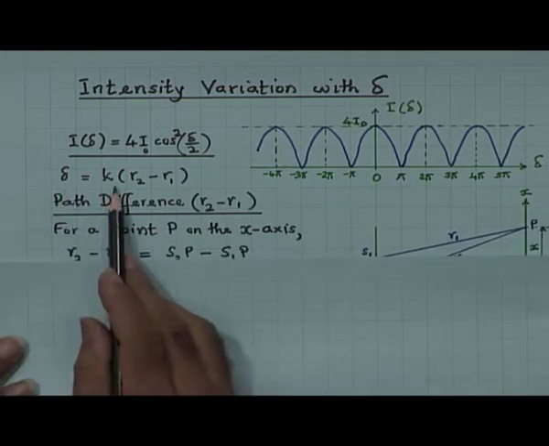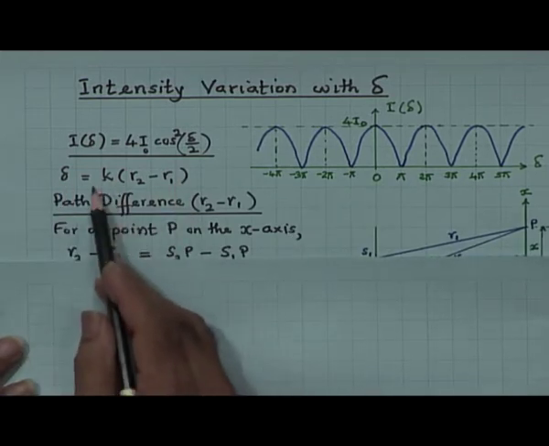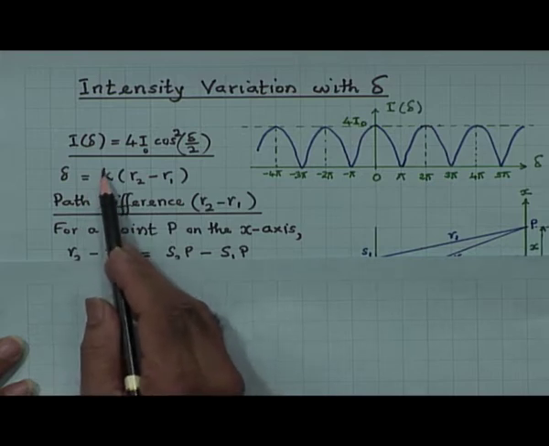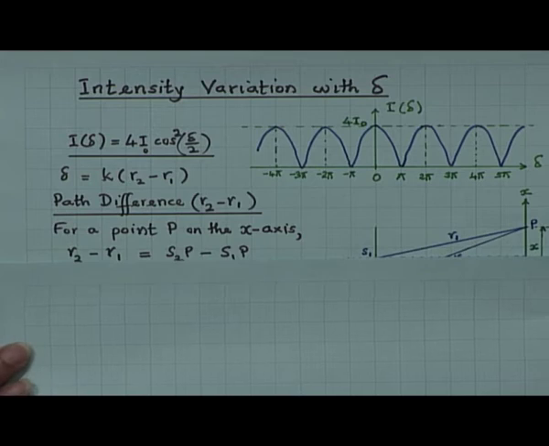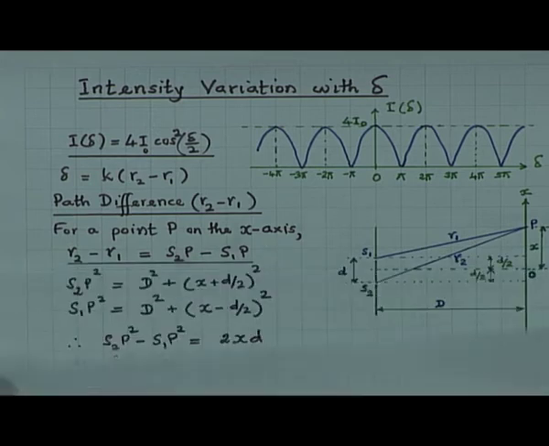Now, delta is equal to this, therefore, k being constant, where k is 2 pi by lambda, it is the path difference which will determine the intensity distribution. So, let us calculate the path difference.